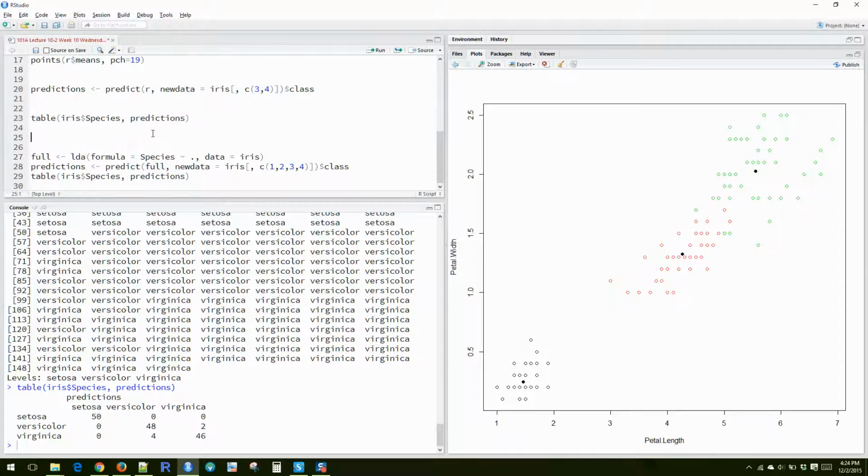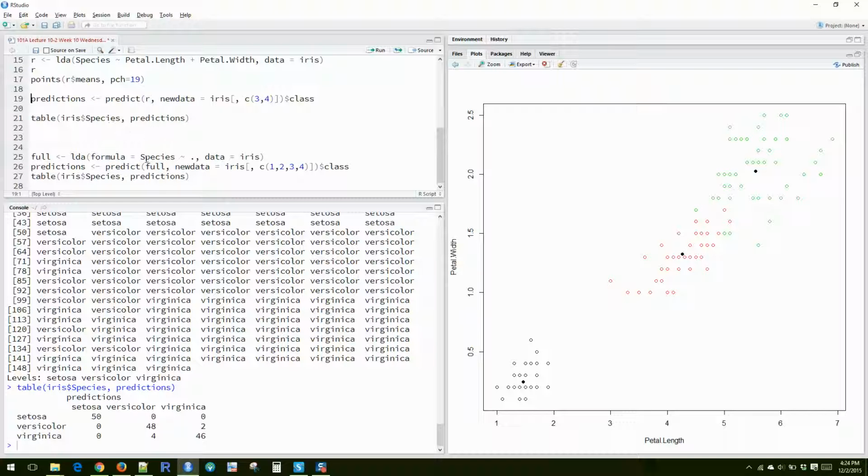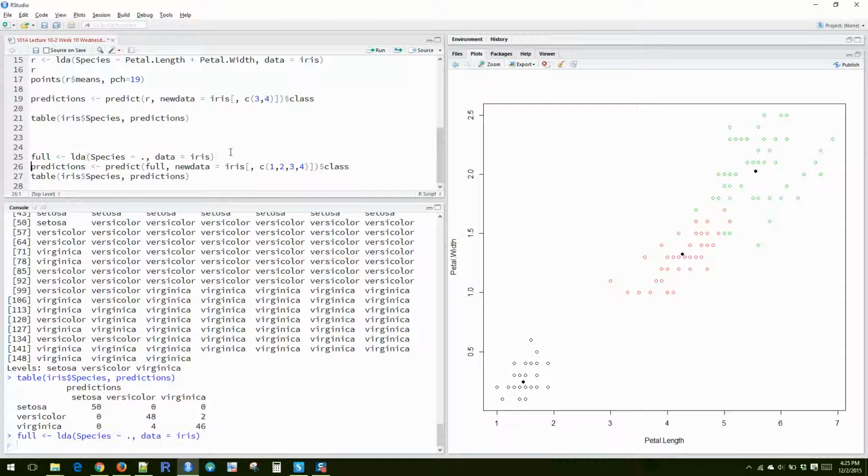With linear discriminant analysis, you can have higher dimensional models as well. So here I'm just going to say predict species based on all of the data points. I'm just putting in a dot here. So we're going to create the full model here, and we're going to have it make predictions based on the 4 numeric columns. So same type of thing. We can't really graph this one because I don't know how to graph 4-dimensional data in R.